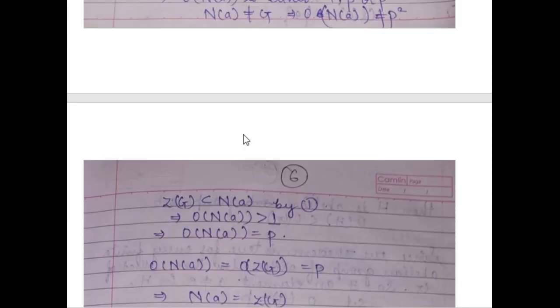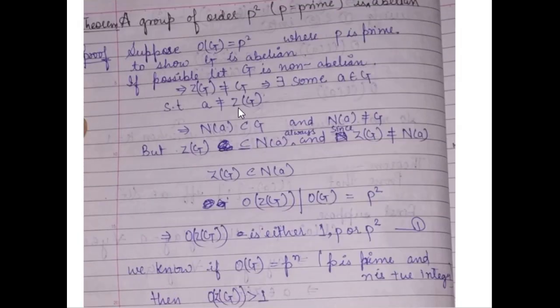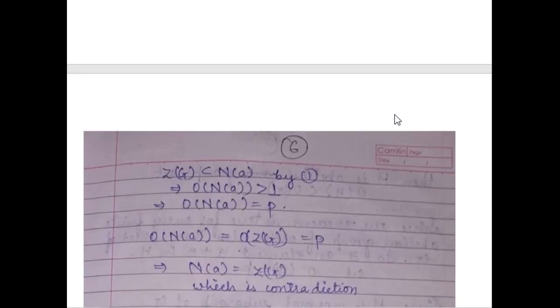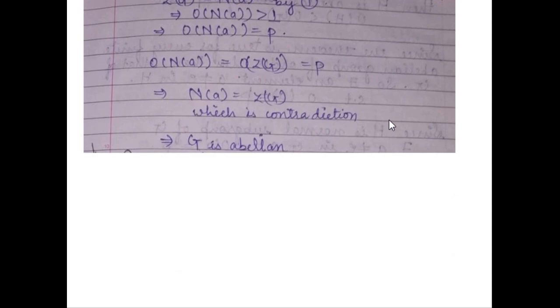So that means our assumption is not correct. What we have assumed? We have assumed that G is a non-abelian group. It is not possible. So the only possibility left is that G must be an abelian group. So that proves the theorem.